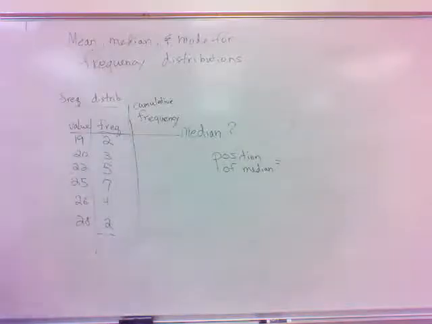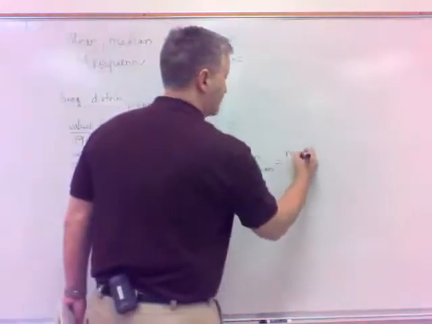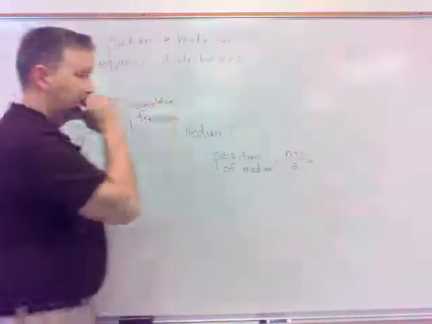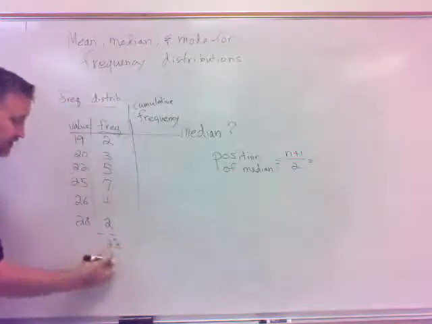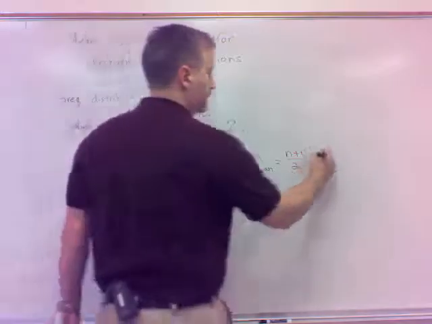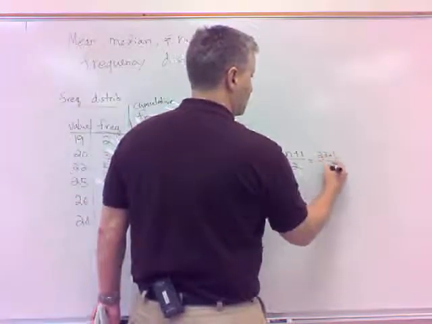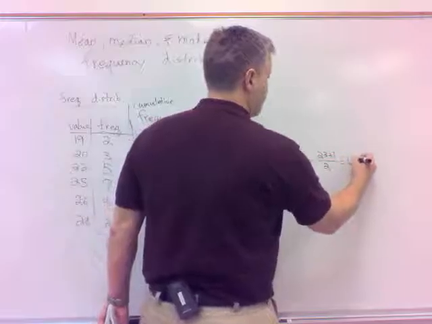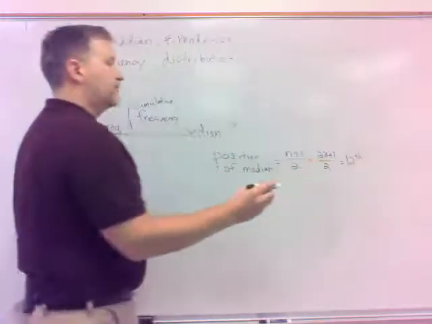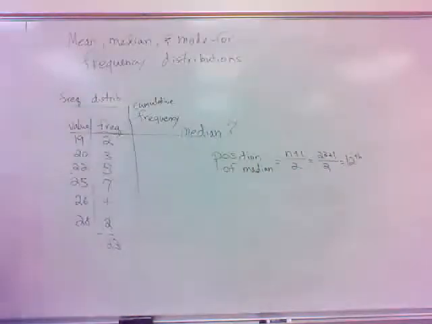And it's n plus 1 divided by 2. What's the n here? The number of values there are. Again, that's back to this number, right? 23. And so that's 24 divided by 2. That's 12. So the median is not 12. The median is in the 12th position.